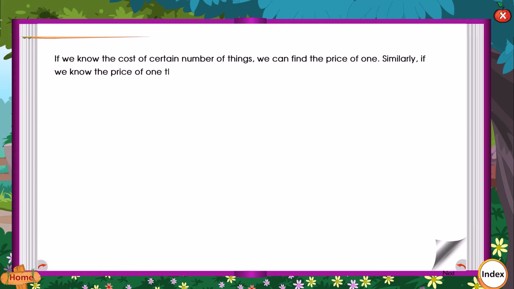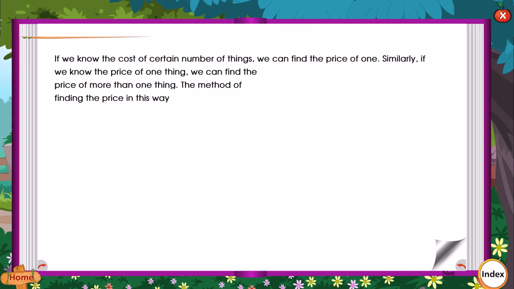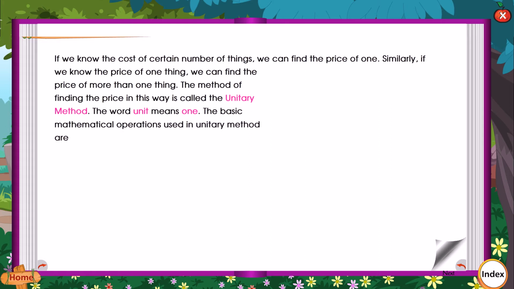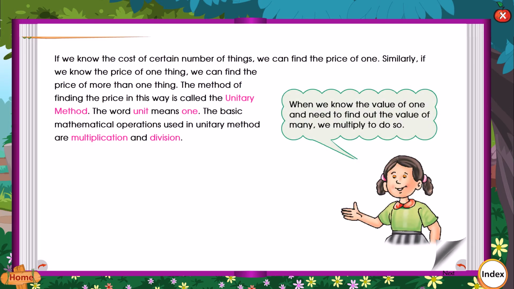If we know the cost of a certain number of things, we can find the price of one. Similarly, if we know the price of one thing, we can find the price of more than one thing. The method of finding the price in this way is called the unitary method. The word unit means one. The basic mathematical operations used in the unitary method are multiplication and division. When we know the value of one and need to find out the value of many, we multiply to do so.